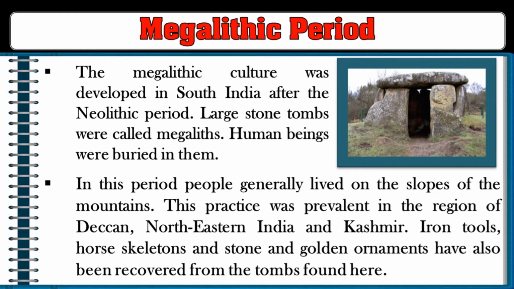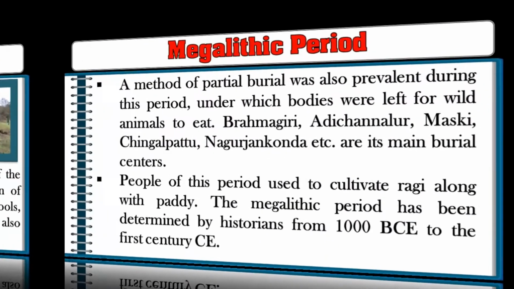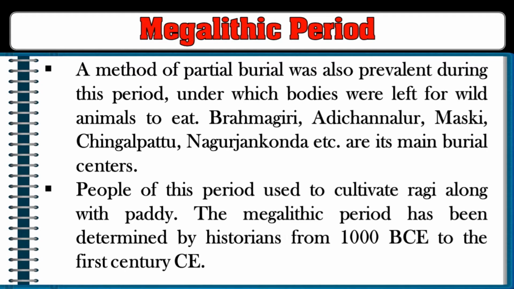Iron tools, horse skeletons and stone and golden ornaments have also been recovered from the tombs found here. A method of partial burial was also prevalent during this period, under which bodies were left for wild animals to eat. Brahmagiri, Adichanallur, Maski, Chingleput, Nagarjunakonda, etc. are its main burial centers. People of this period used to cultivate ragi along with paddy. The megalithic period has been determined by historians from 1000 BCE to the 1st century CE.